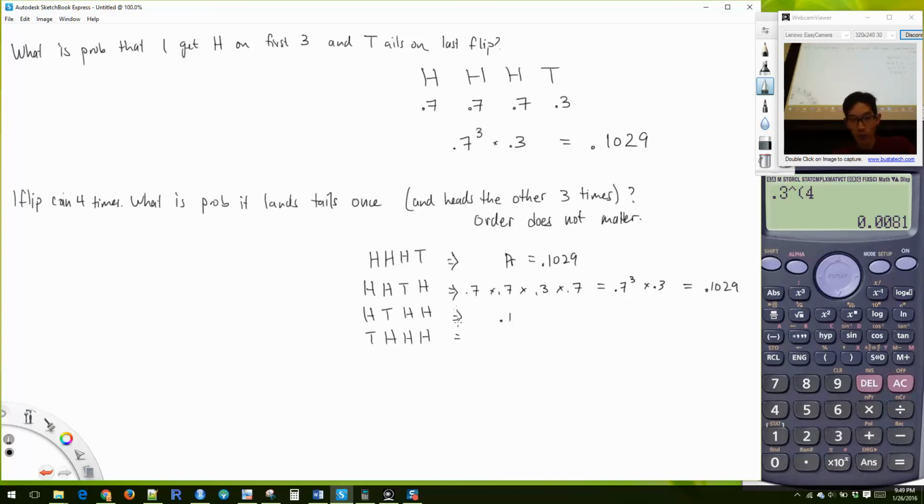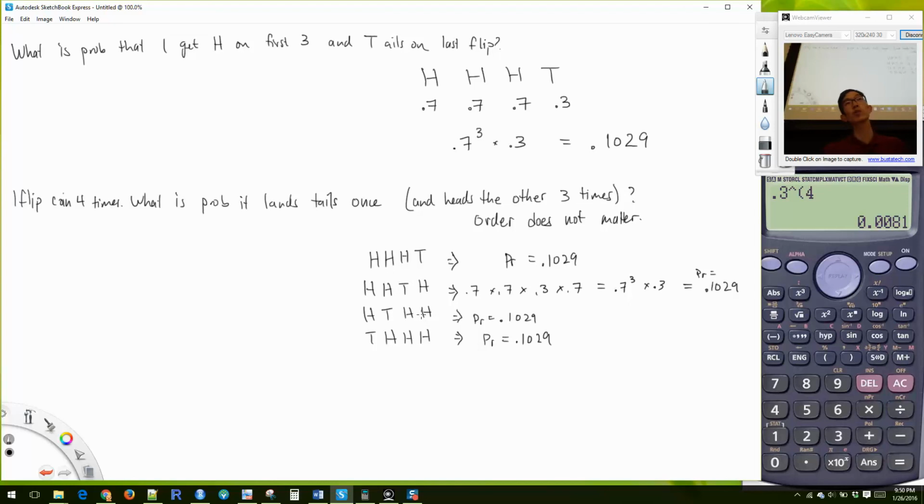I'm doing what I said not to do. I should say the probability is equal to 0.1029, and the probability is equal to 0.1029, okay? So the probabilities of each of these is 0.1029. So the total probability of this happening, or this happening, or this happening, or this happening, right? I would just add all of those together.